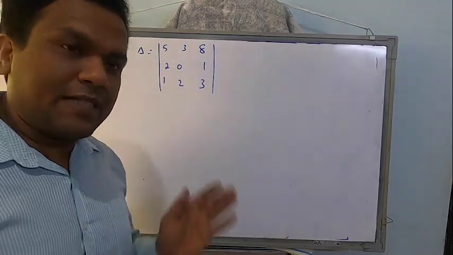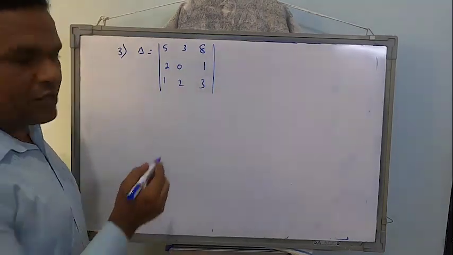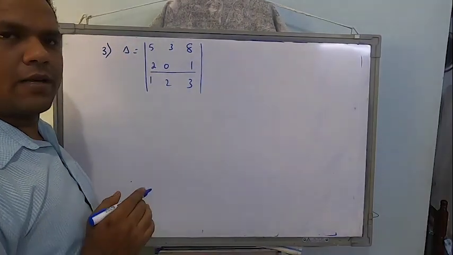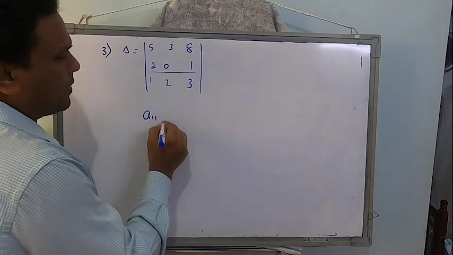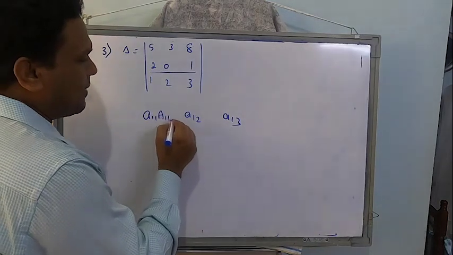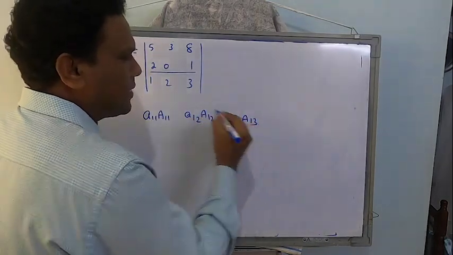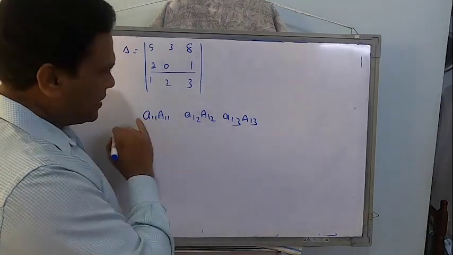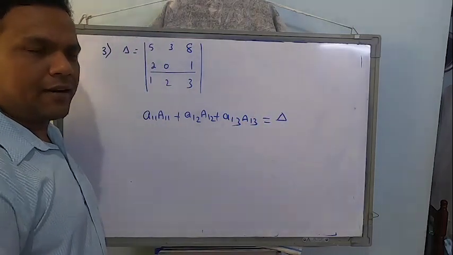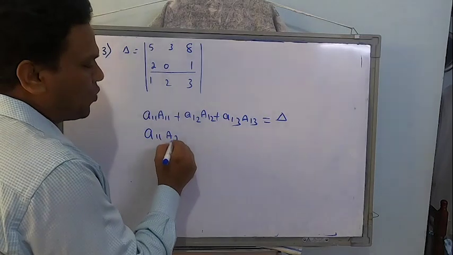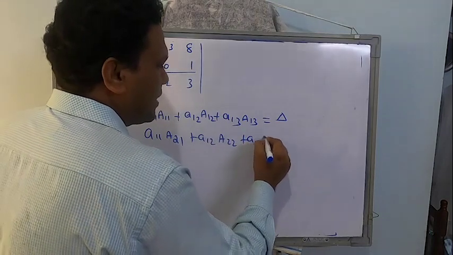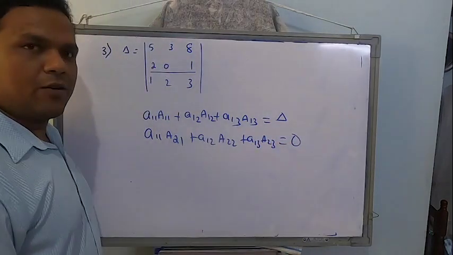See, they said evaluate, that means expand it and get the value of delta. But they said the condition is using the elements of the second row. Okay, students, if you remember, I told you one property. A11, A12, A13, elements of the first row, their cofactors, capital A11, capital A12, capital A13. When I multiply the elements of the first row with their corresponding cofactors and add, the sum will be equal to the value of the determinant. And if I multiply A11 with the cofactors of the second row, plus A12 multiplied by A22, A13 multiplied by A23, we know that the sum will be equal to 0.